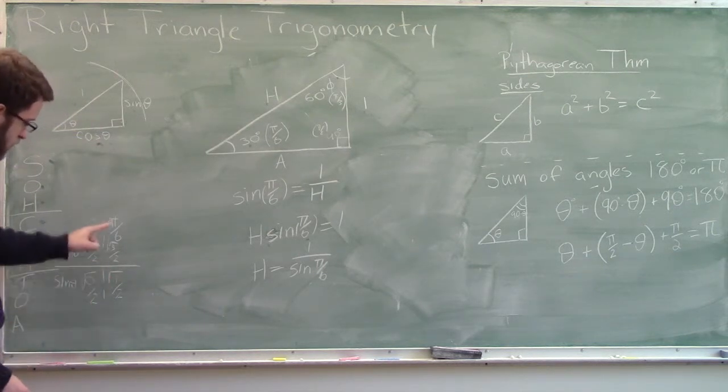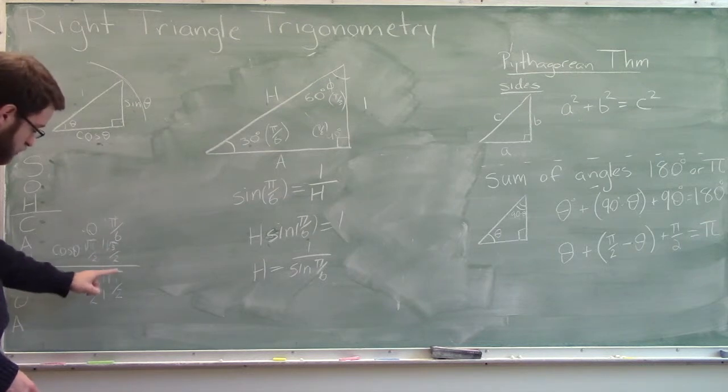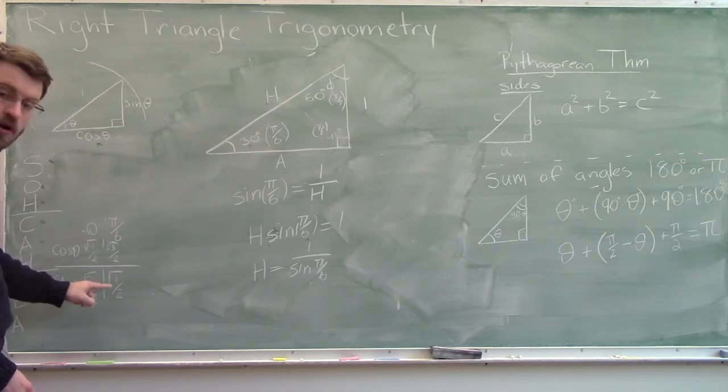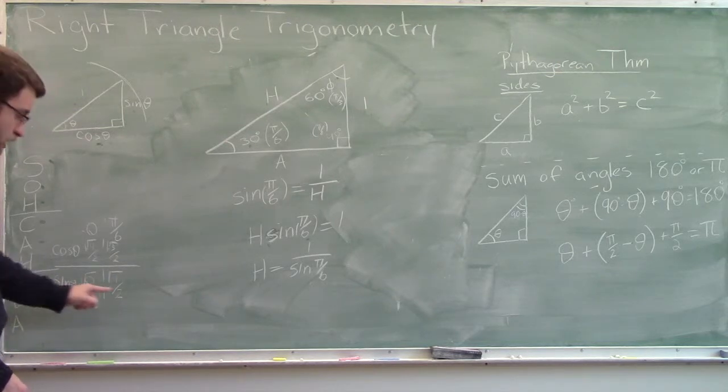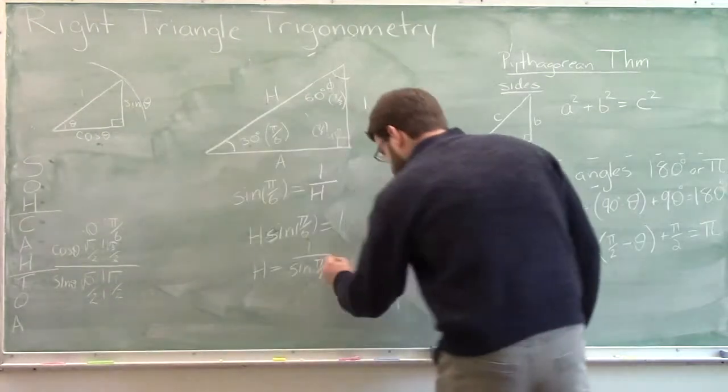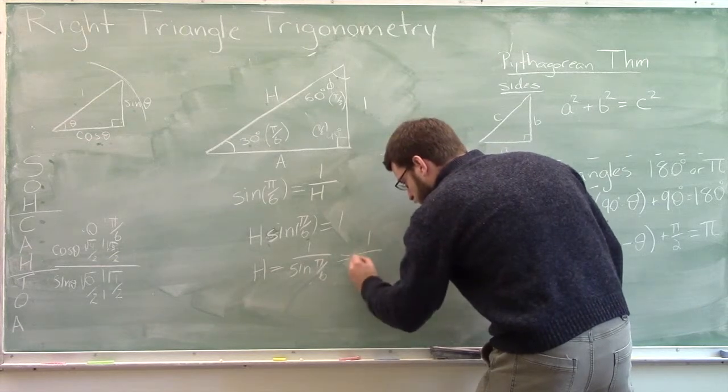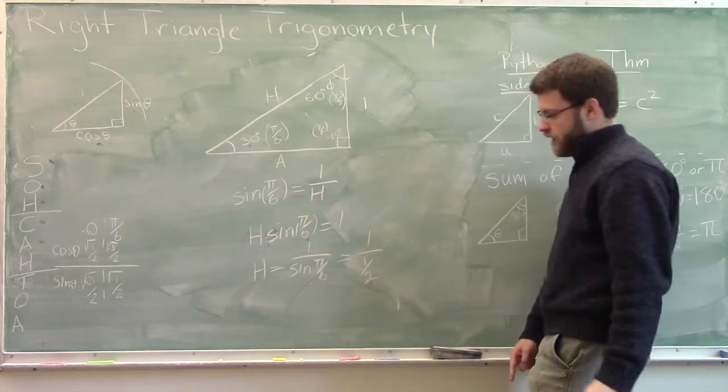So it looks like the sine of pi over 6 radians is the square root of 1 over 2. The square root of 1 is 1. So I have 1/2 as the value of sine of pi over 6 radians. So we have h is 1 divided by 1/2.